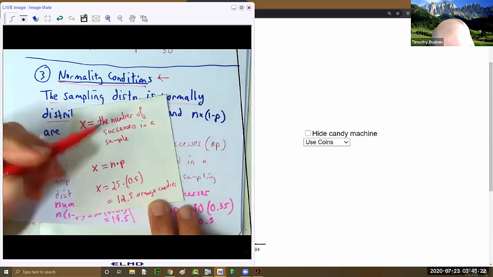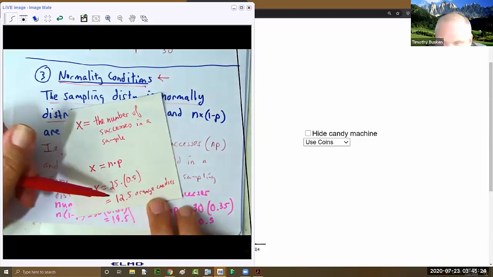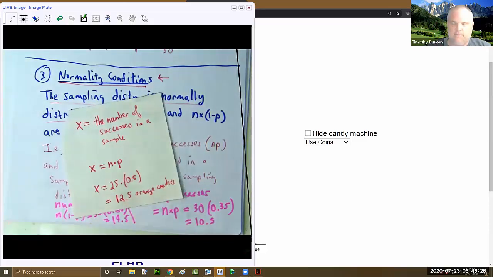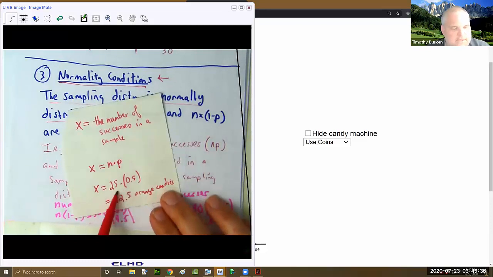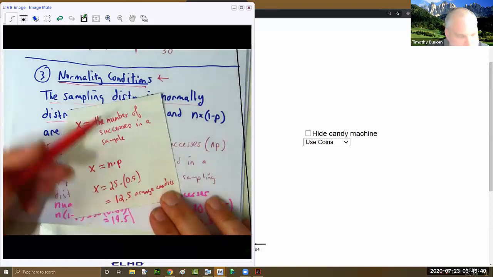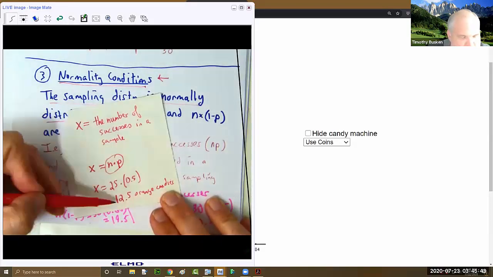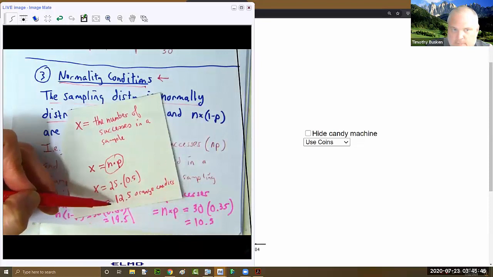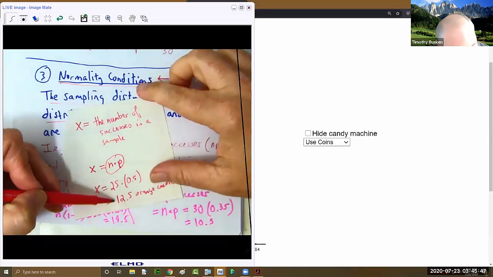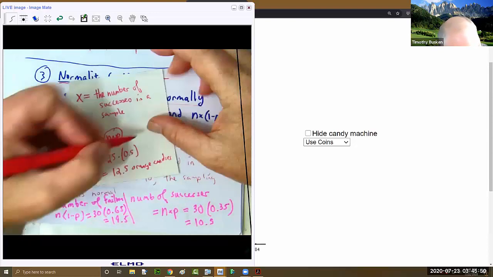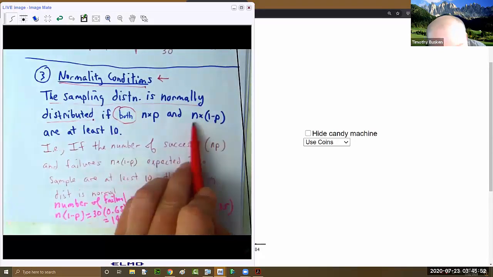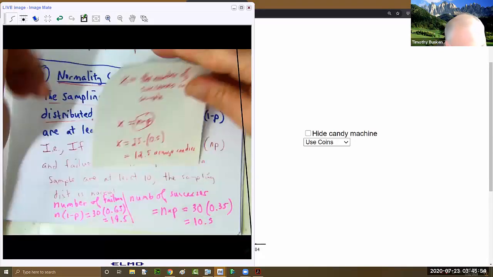So we expect the typical number of orange candies in a sample, if the actual percentage of orange candies in the device is 50%, to be, in a sample of 25, 12.5. So the value of n times p, the expected value, is 12.5. And moreover, we need n times 1 minus p to be greater than or equal to 10.